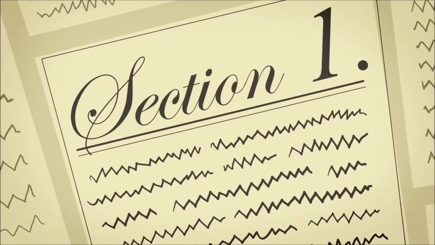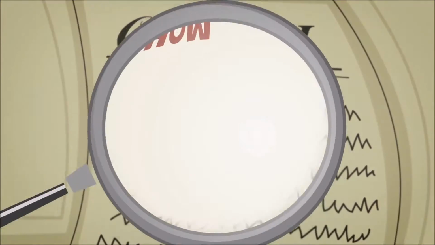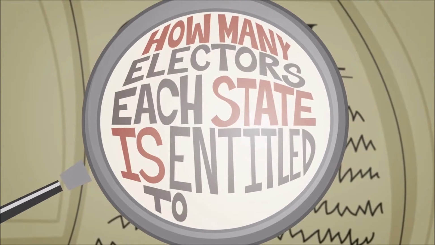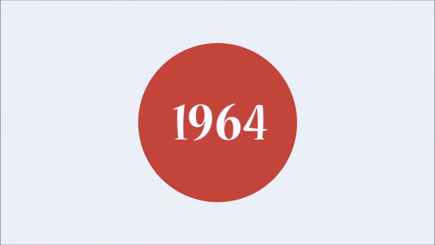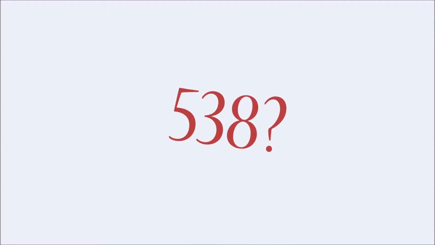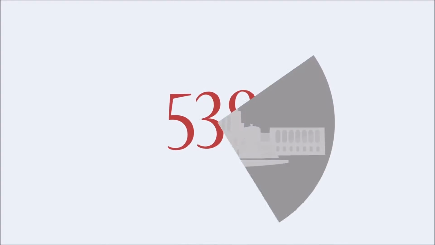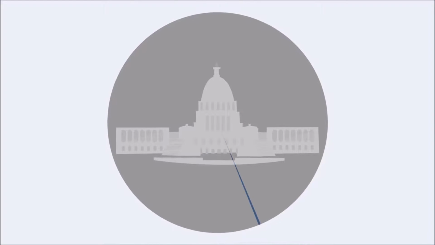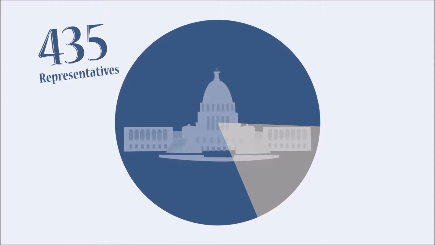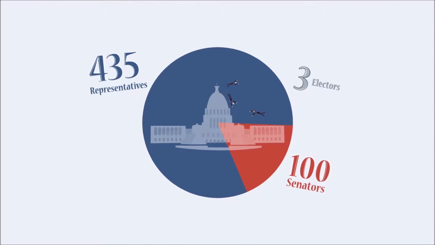Article 2, Section 1, Clause 2 of the Constitution specifies how many electors each state is entitled to have. Since 1964, there have been 538 electors in each presidential election. How do they decide on the number 538? Well, the number of electors is equal to the total voting membership of the United States Congress, 435 representatives plus 100 senators and 3 electors from the District of Columbia.